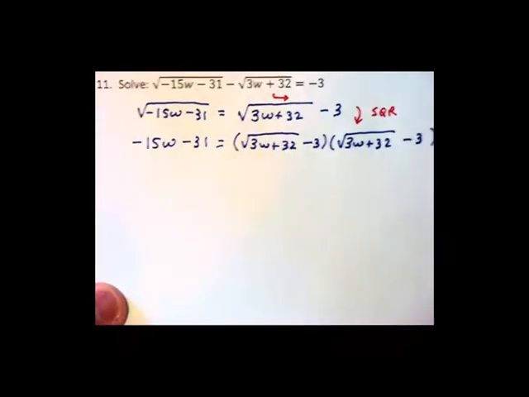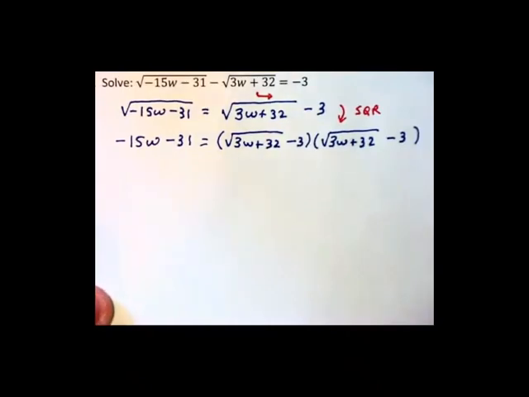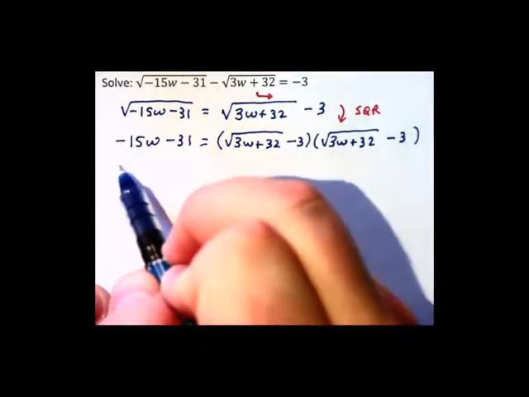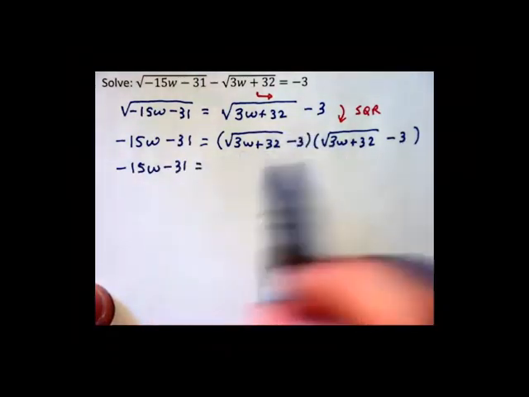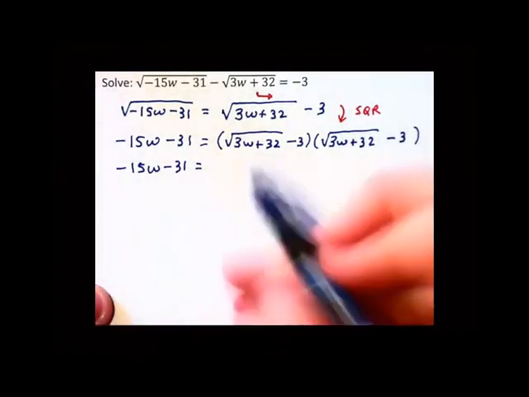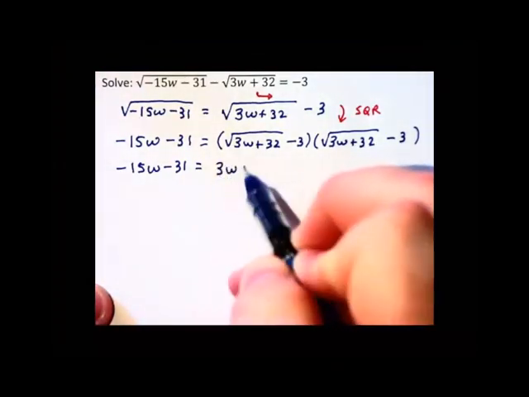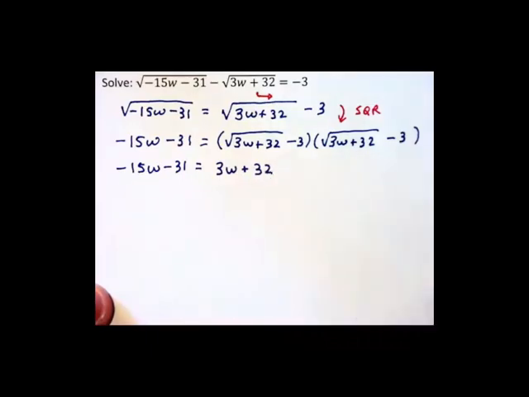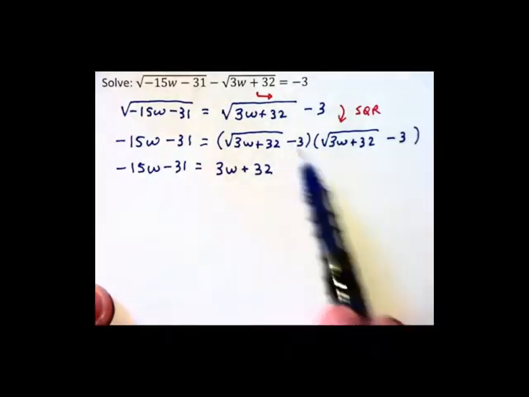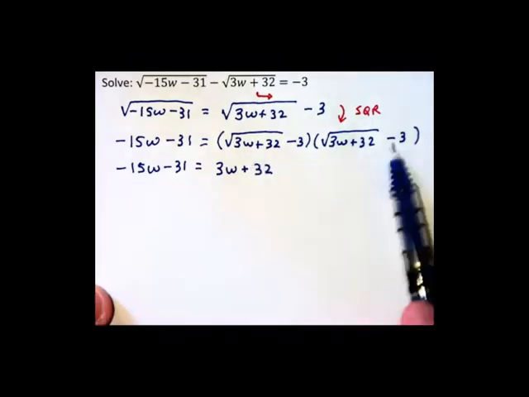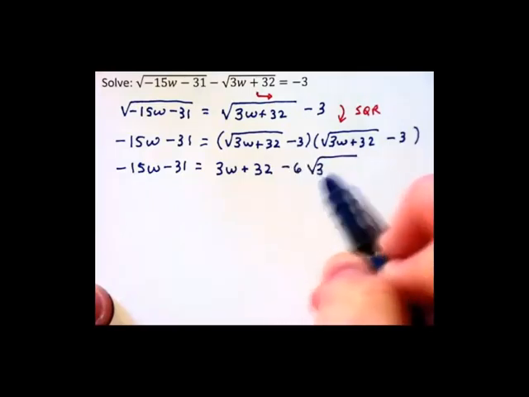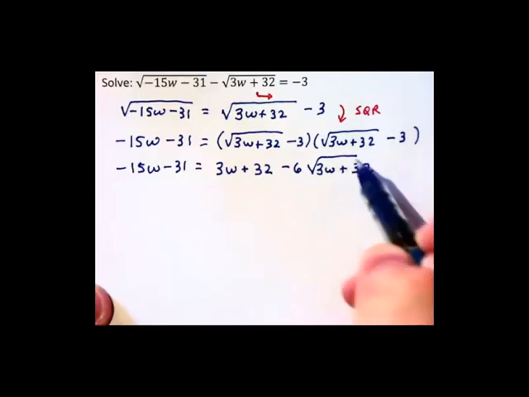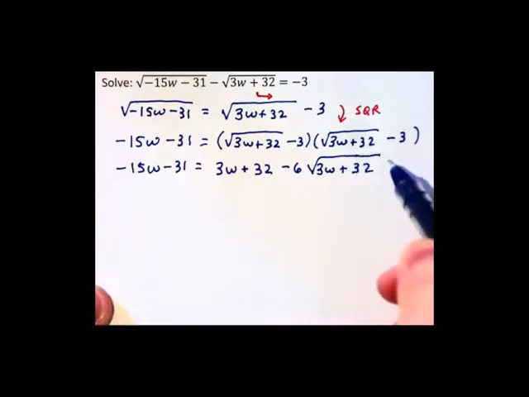And let me check to see. Oh yeah, you can see the whole thing there on the screen. Wonderful. Okay, left side, keep as is. Right side, we're going to actually do the FOIL. The radical times the radical squared, undoes the radical, and out pops 3w plus 32. Your inner term of FOIL, you can see easily, is negative 3 times the root. The outer will be root times the negative 3. So we have negative 3 roots and negative 3 roots, making minus 6 root 3w plus 32. And the last term of FOIL, negative 3 times negative 3, makes positive 9.